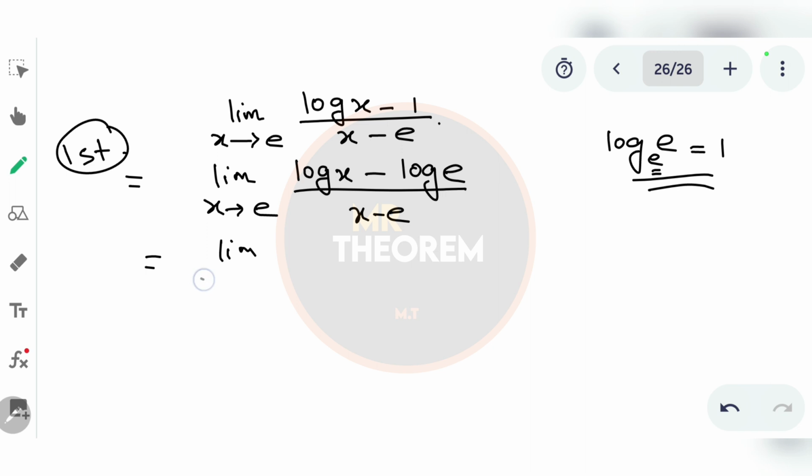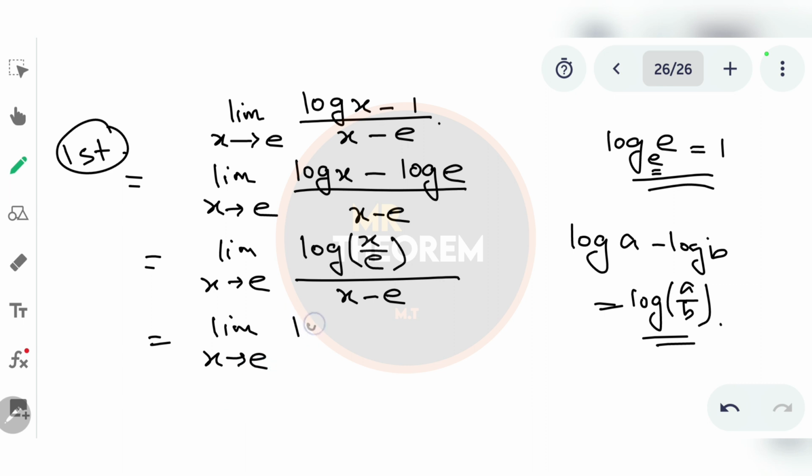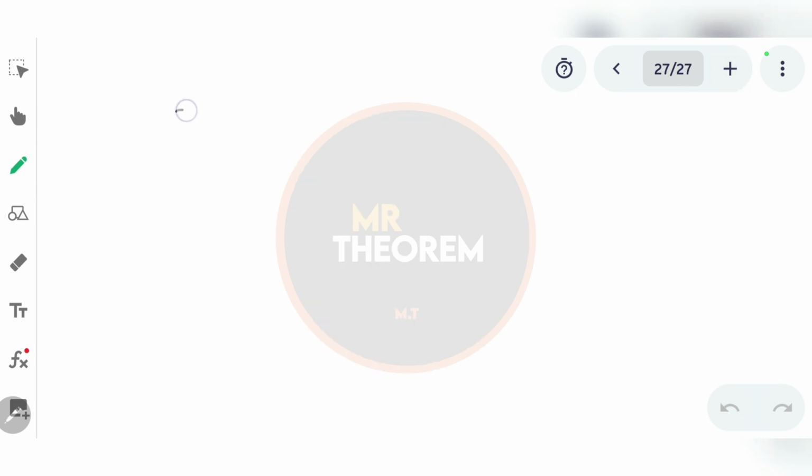Now here, limit x tends to e, log of x divided by e, because we know that logarithm says log a minus log b is equal to log of a divided by b. So thus it is log of x divided by e, divided by x minus e. Now we will manage this numerator part inside logarithm, that is 1 plus x divided by e minus 1, and it is x minus e. Now we have managed this by 1 and minus 1. Now why have we done this?